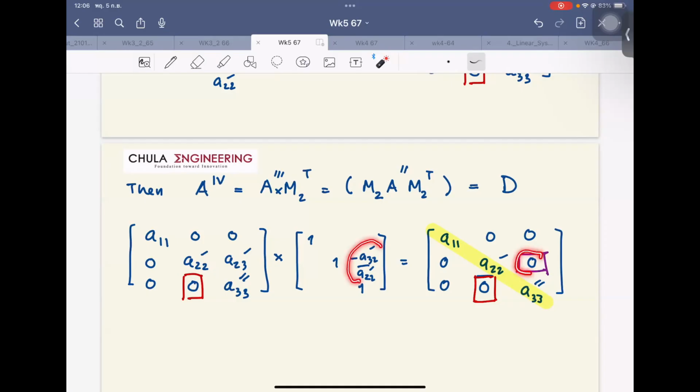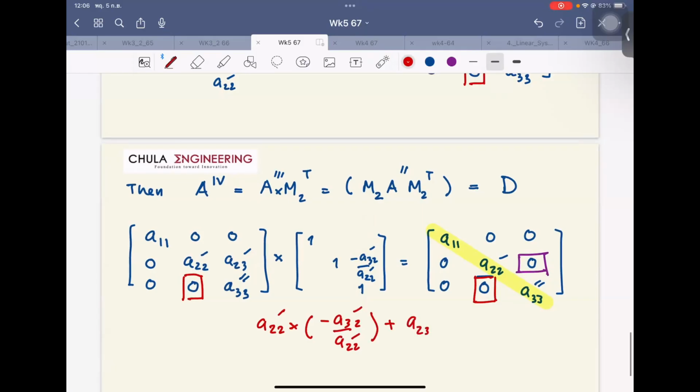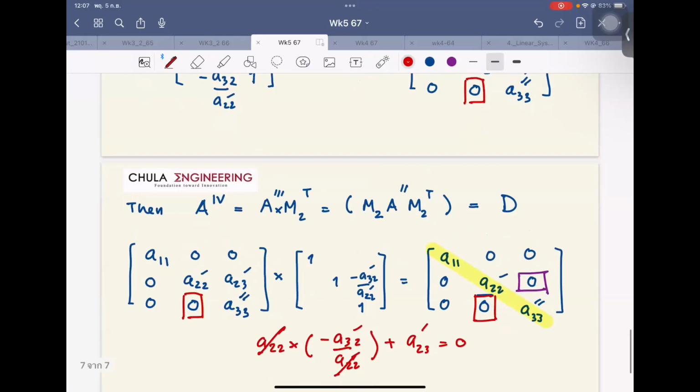This location comes from this. So I'm going to write A22 prime. Okay, because of symmetry, this is 0. A32 prime, A32 equal to A23. Okay.